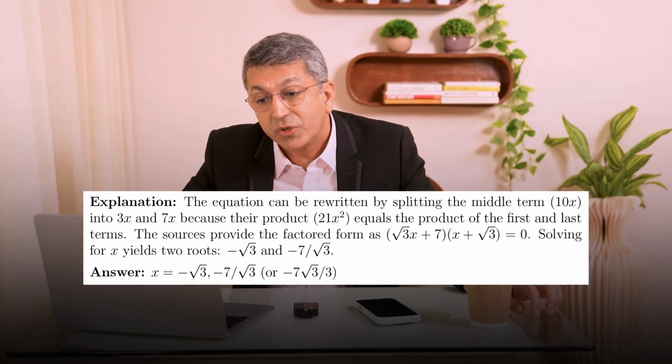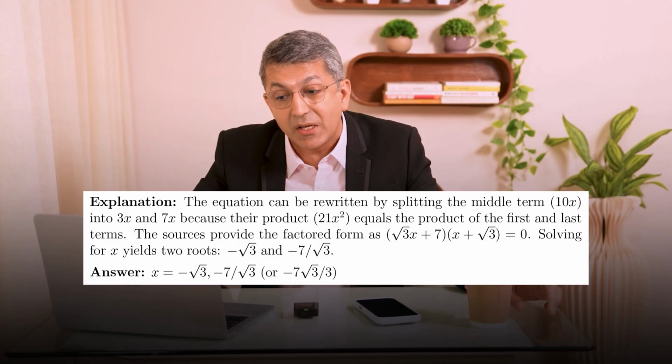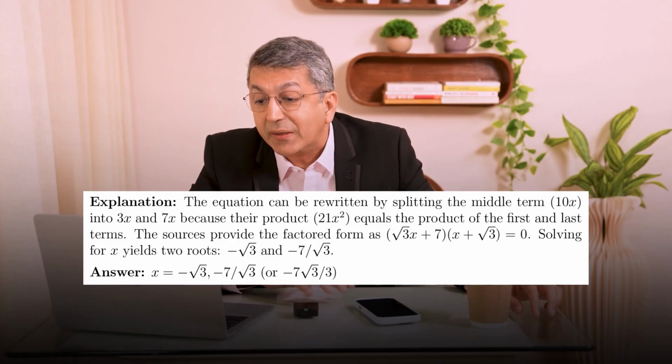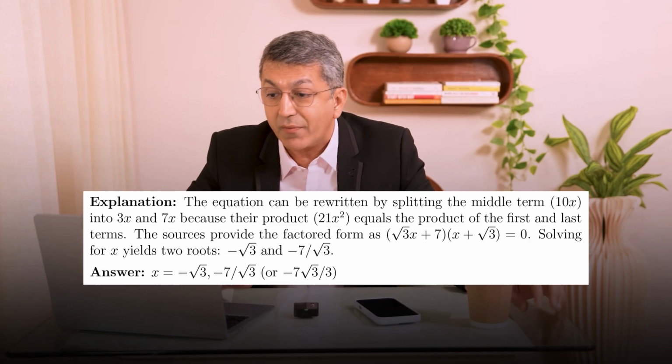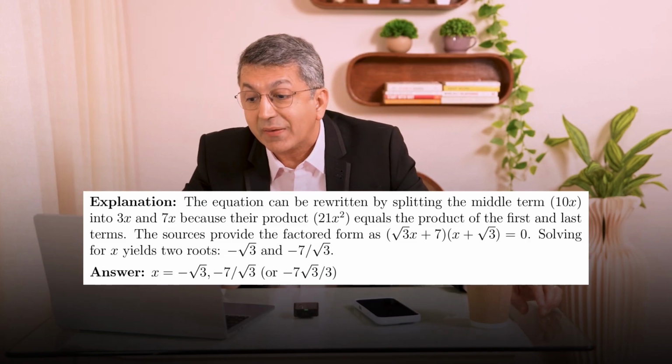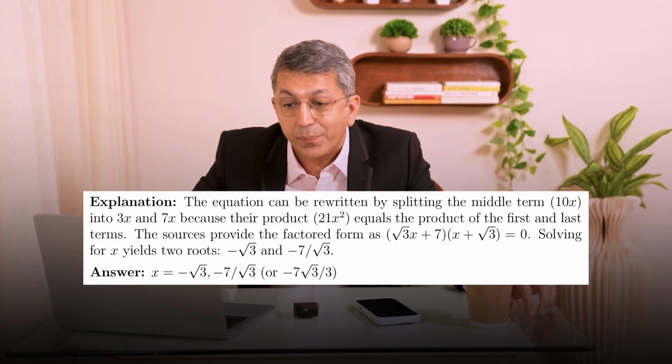10x into 3x and 7x, because their product, 21x squared, equals the product of the first and last terms. The sources provide the factored form as (√3x + 7)(x + √3), which is equal to 0.